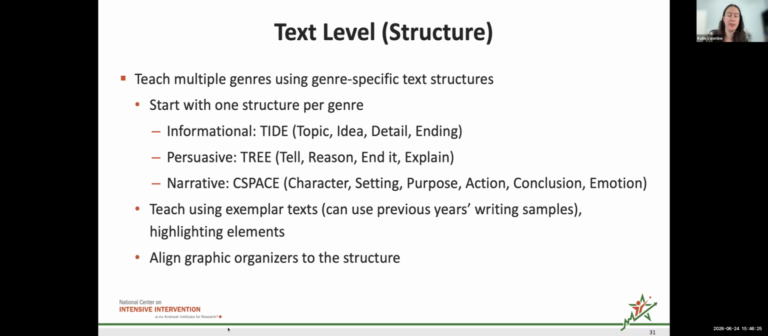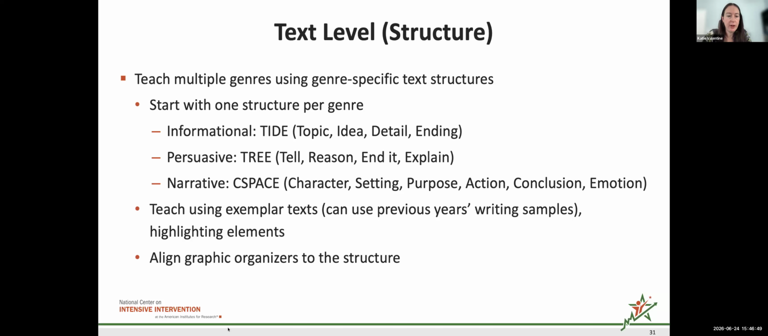So, making sure that your students have the topic, idea, detail, and ending. This can be expanded. You could have a topic, idea, detail, ending, or even more ideas in that as well. But having those, at least those four elements, is really, really powerful for that student structural writing.